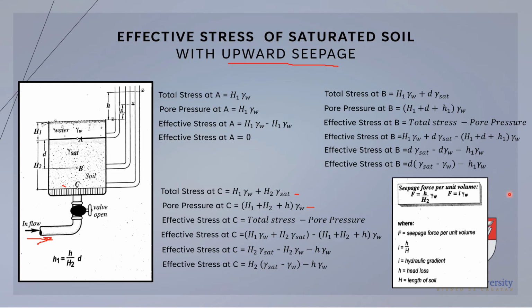So also in the problem, we are asked to solve for the seepage force per unit volume, that is equal to H divided by H2 times gamma water. So therefore our F is equal to the hydraulic gradient times the gamma water. H is the head loss, which is the height of the piezometer if we are going to insert it into our soil profile. And H2 is the length of our soil.